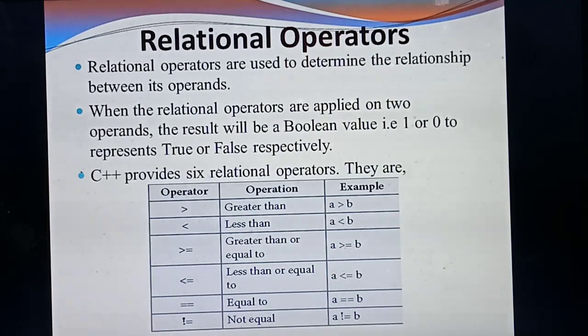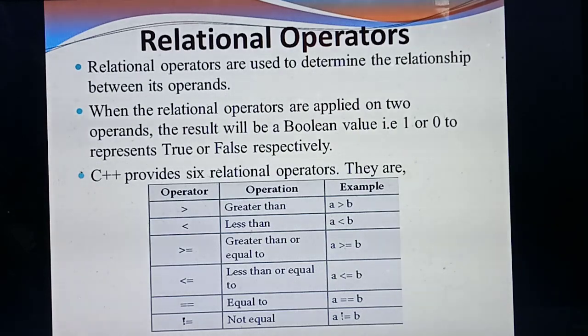What's the Boolean value? In the second chapter you studied about Boolean values. What are the Boolean values you have studied? 1 and 0. That means 1 means true and 0 means false. Understand about relational? It will determine the relation between 2 operands, so the output you will get is a Boolean value, either 1 or 0.